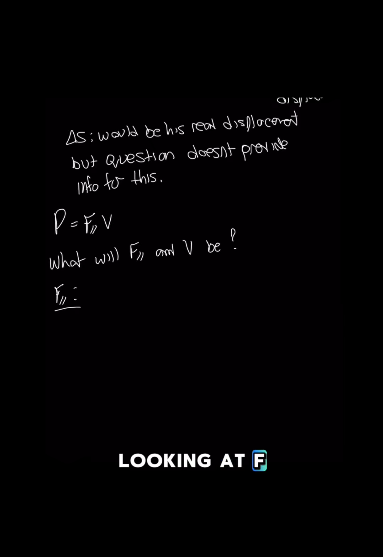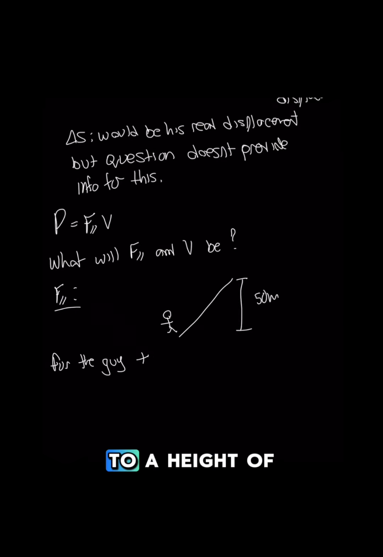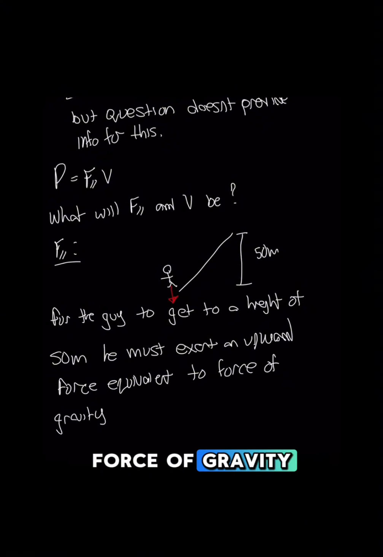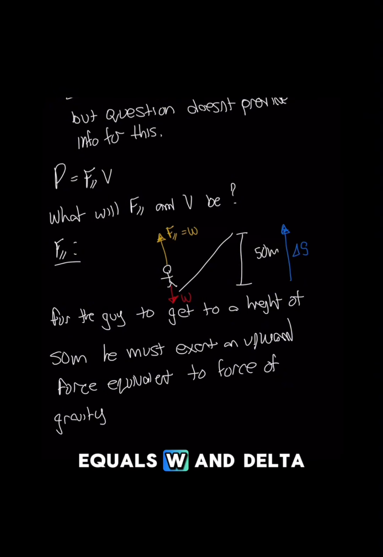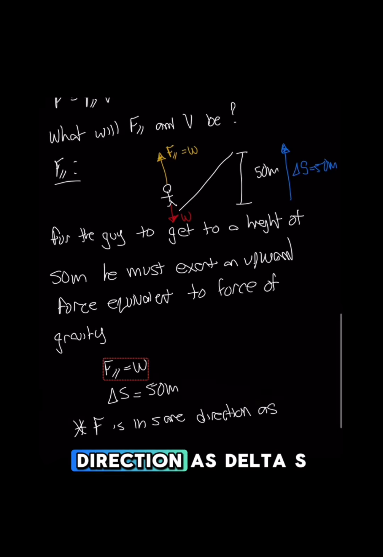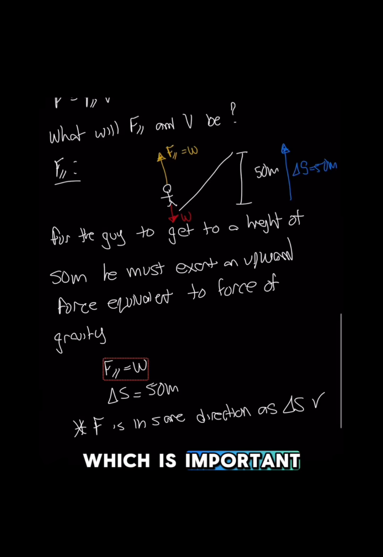So we start by looking at F parallel. For the guy to get to a height of 50 meters, he must exert an upward force equivalent to the force of gravity. So F parallel equals W, and delta S is going to be 50 meters, and we can see that the force is in the same direction as delta S, which is important to note since this is the definition for F parallel.